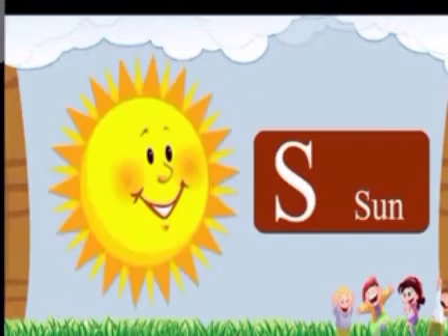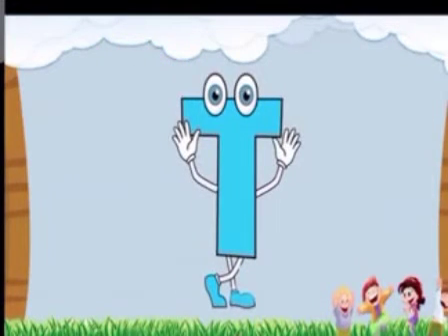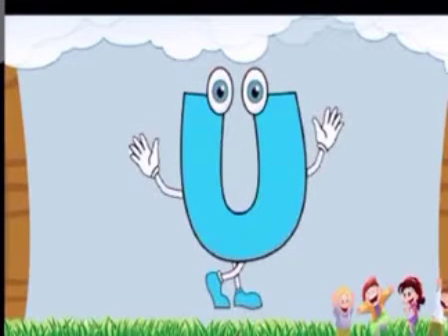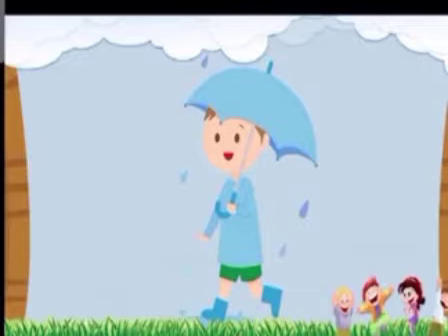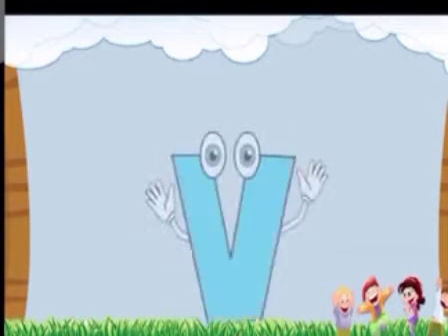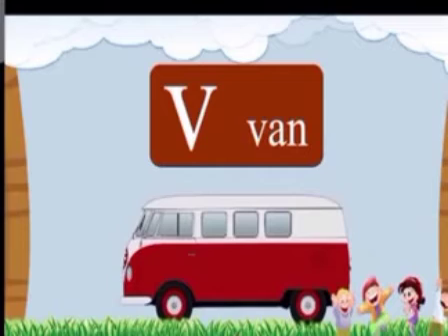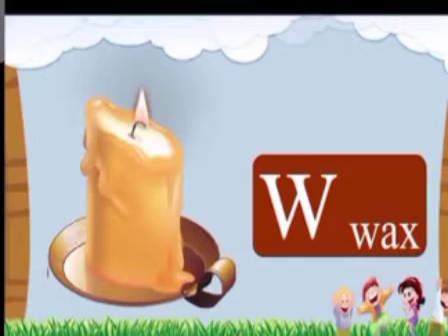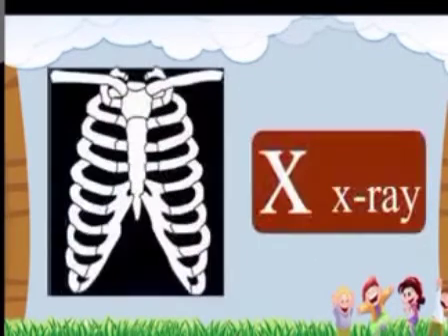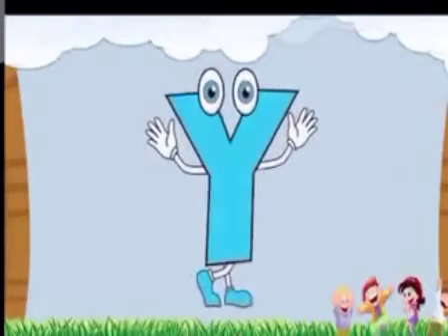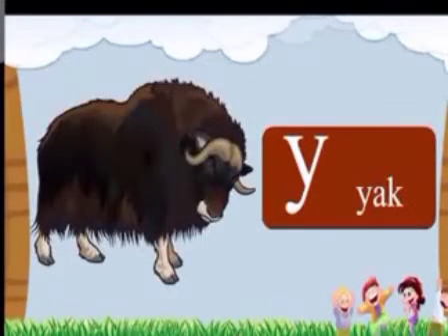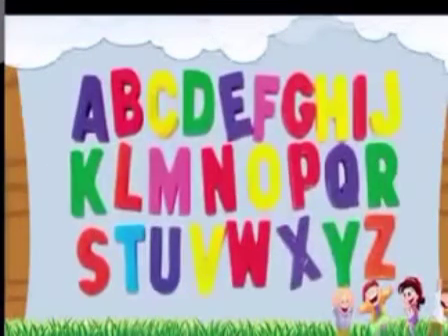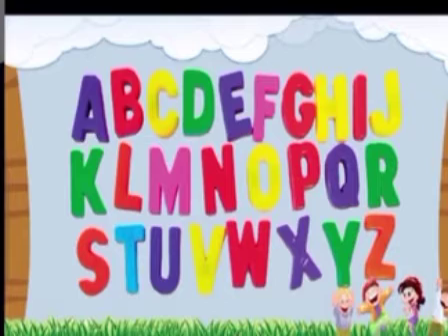S for sun. T for ten. U for umbrella, which we use in rainy season. V for van. W for wax. X for X-ray. Y for yak. Z for zebra. So these are the capital letters A to Z.